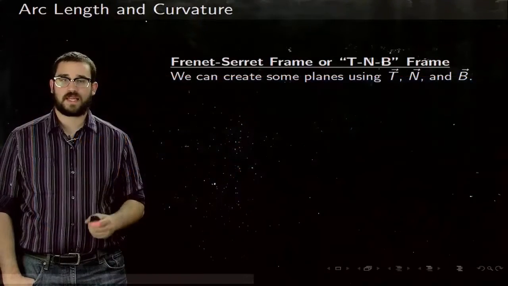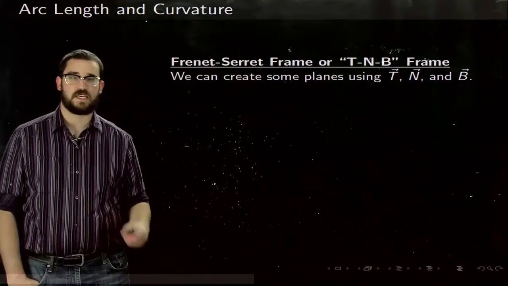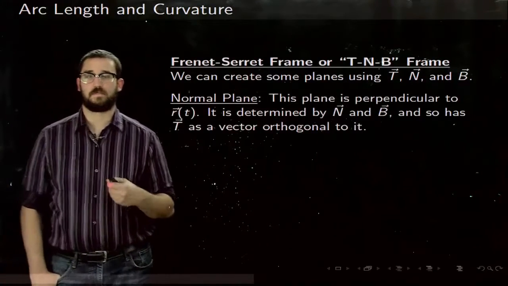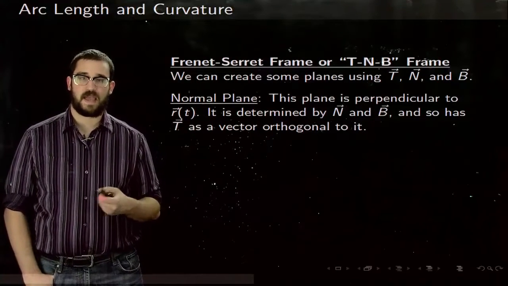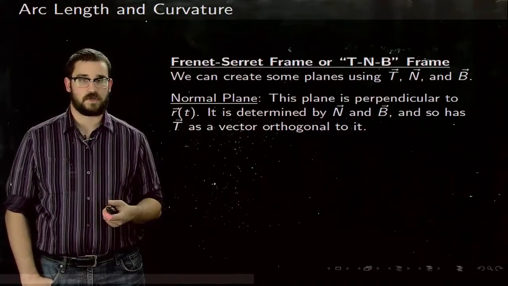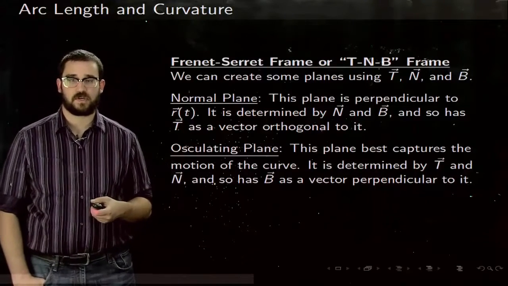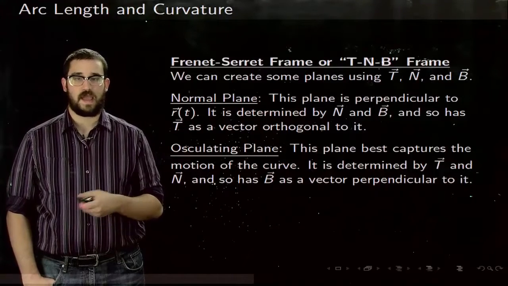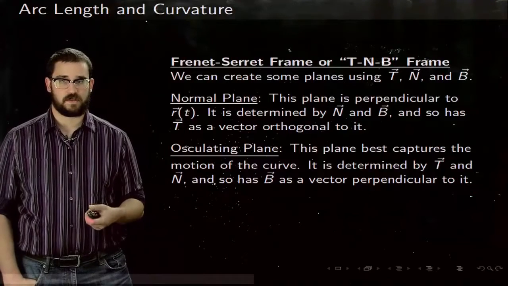So let's use the TNB frame and create some planes using r, T, N, and B. The normal plane is the plane that is perpendicular to r(t). It is determined by N and B, so T is a vector orthogonal to it. Then the osculating plane, this plane best captures the motion of the curve. It is determined by T and N, and so has B being the vector perpendicular to it.